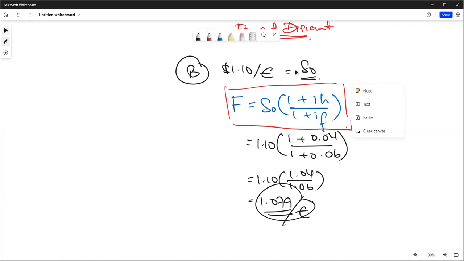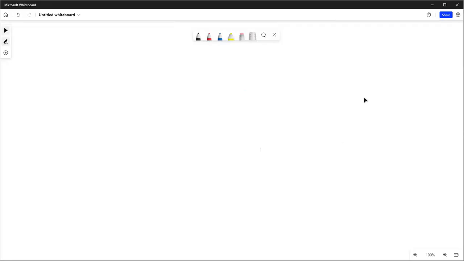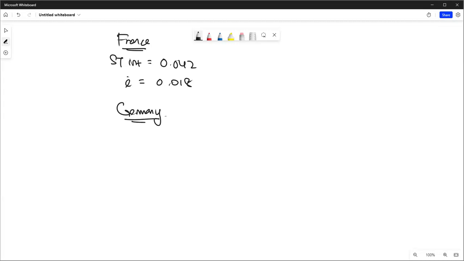Next, another different theory here. Question 4 here. Assuming the last year short-term interest rate in France was 4.2%, 0.042. Forecast inflation is 1.8%. Then in Germany, short-term interest is 3.5%, and inflation is 1.6%. Based on this figure, compute the real interest rate. They want you to find the real interest rate.